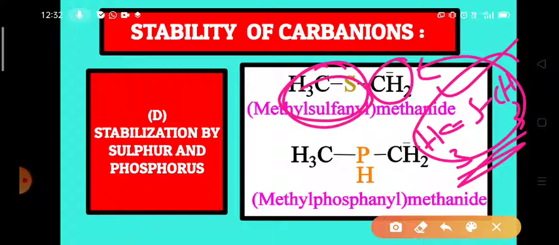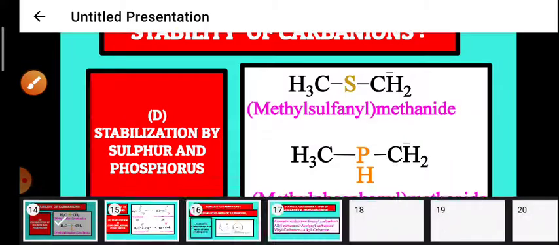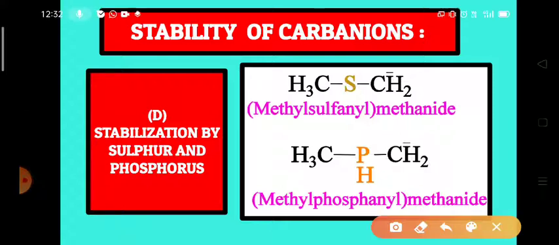Methyl sulfonyl methanide, and this is methyl phosphenyl methanide. Methyl sulfonyl methanide and methyl phosphenyl methanide are examples of carbanions that have sulfur and phosphorus adjacent to that carbanion.